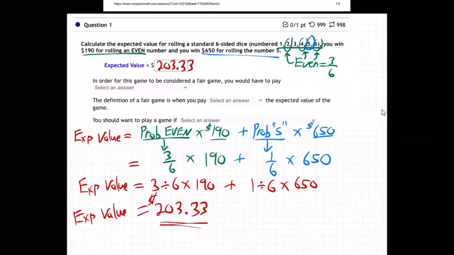So what am I talking about? Well, that means on average, every time you play this game, you can expect to win $203.33.